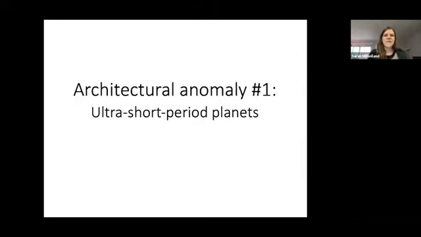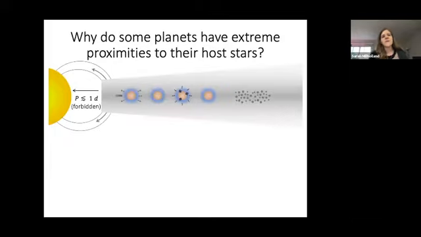Okay, so the first topic I want to focus on is these so-called ultra-short period planets. I briefly alluded to these earlier on when I was giving some examples of architectural anomalies. The primary question that I want to talk about here is why we see planets with really extreme proximity to their host stars. These extremely close-in planets are particularly peculiar when we think that planets form in disks, and so they shouldn't be able to form inside the inner edges of their disks.